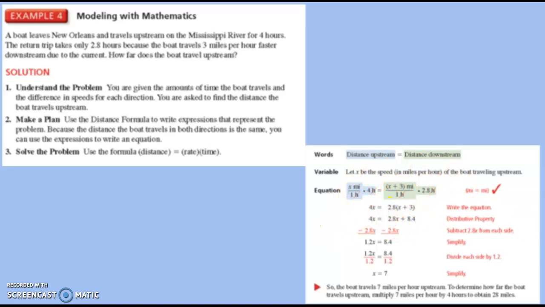Then it's just like the problems we practiced earlier, where 4x equals 2.8 times the quantity x plus 3, and you use the distributive property because parentheses come first in PEMDAS. Then you subtract 2.8x on both sides to isolate the variable, and 1.2x equals 8.4. Once again isolate the variable: 8.4 divided by 1.2, and you get x equals 7. So x equals 7 means that the boat travels 7 miles per hour upstream. To determine how far the boat travels upstream, you multiply 7 times 4, and you get 28 miles. So that is all of our examples.